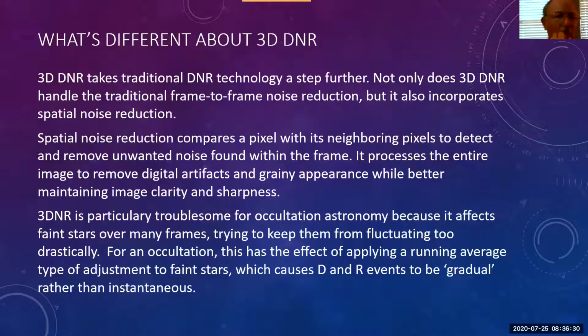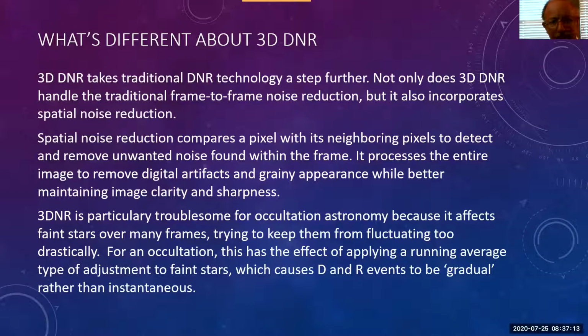So what's different about 3 DNR? It takes that traditional DNR a step further. Not only does 3 DNR handle the traditional frame-to-frame noise, but it also incorporates spatial noise reduction. Spatial noise reduction compares a pixel with its neighboring pixels to detect and remove unwanted noise found within the frame. Then it processes the entire image to remove digital artifacts and grainy appearances while trying to maintain image clarity and sharpness.